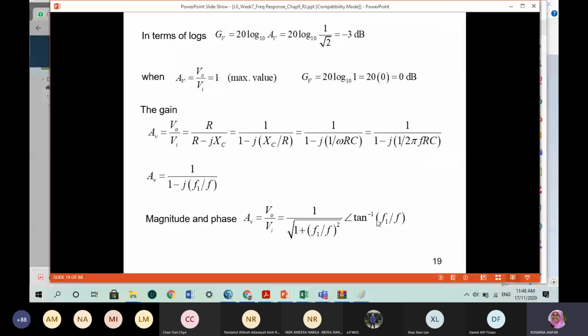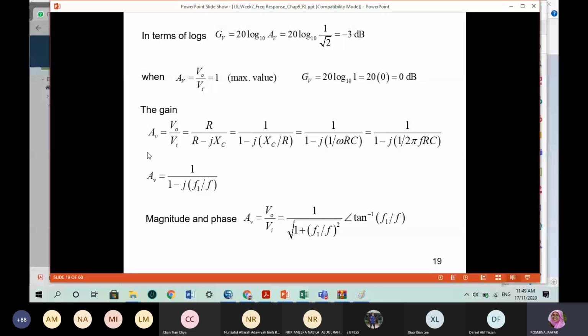In terms of logarithmic, dB units. The voltage gain GV is equal to 20 log 10 AV, which is equal to 20 log 10 of 1 over root 2, and it is equivalent to negative 3 dB. When AV, VO over VI, equals 1, which is the maximum value, GV will be equal to 20 log 10 of 1, which is 20 times 0, and the value is 0 dB, the flat response or the mid band.